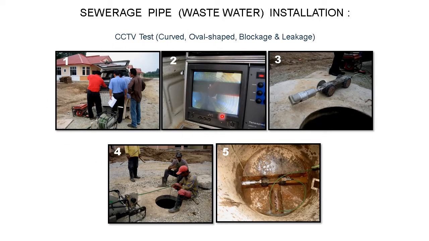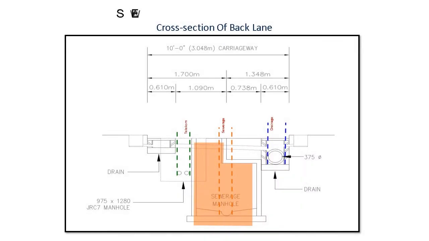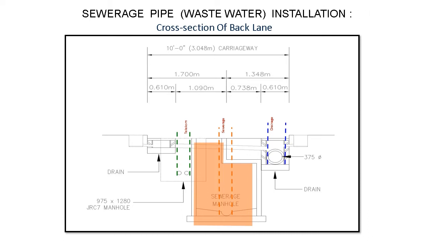Okay, you nampak ni ada screen. So inilah dia yang beroda ni. Okay, so akan attach CCTV kat dalam ni. Jadi dia akan masuk dalam this sewer pipe. So kita akan nampak lah. Sebab ada wire and whatnot yang akan bersambung pada the screen and we can see what happen inside the sewage pipe. This is the typical cross section backlane for sewerage pipe wastewater installation.